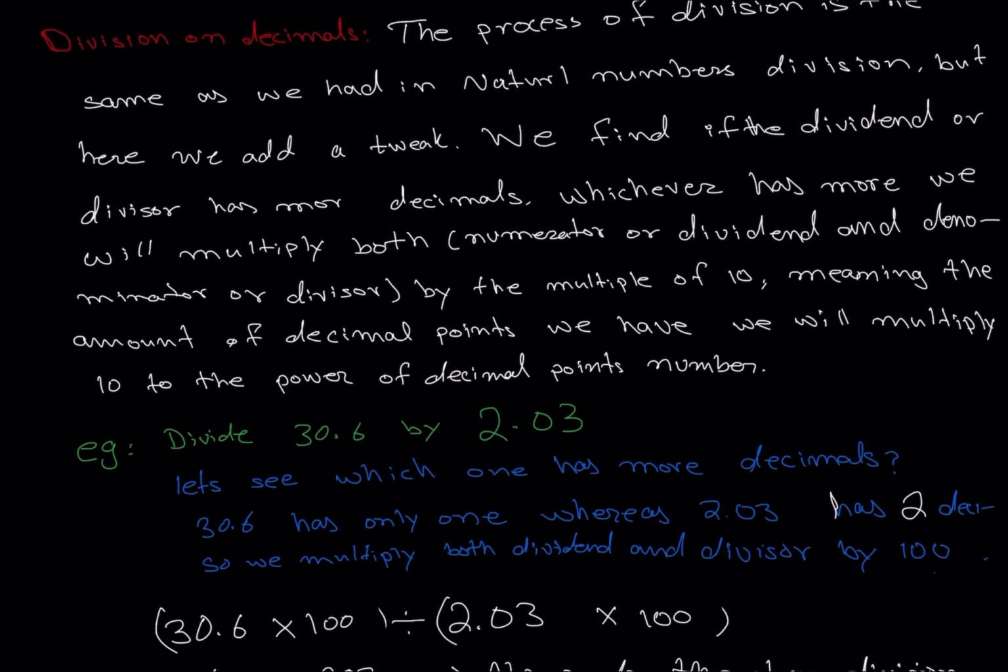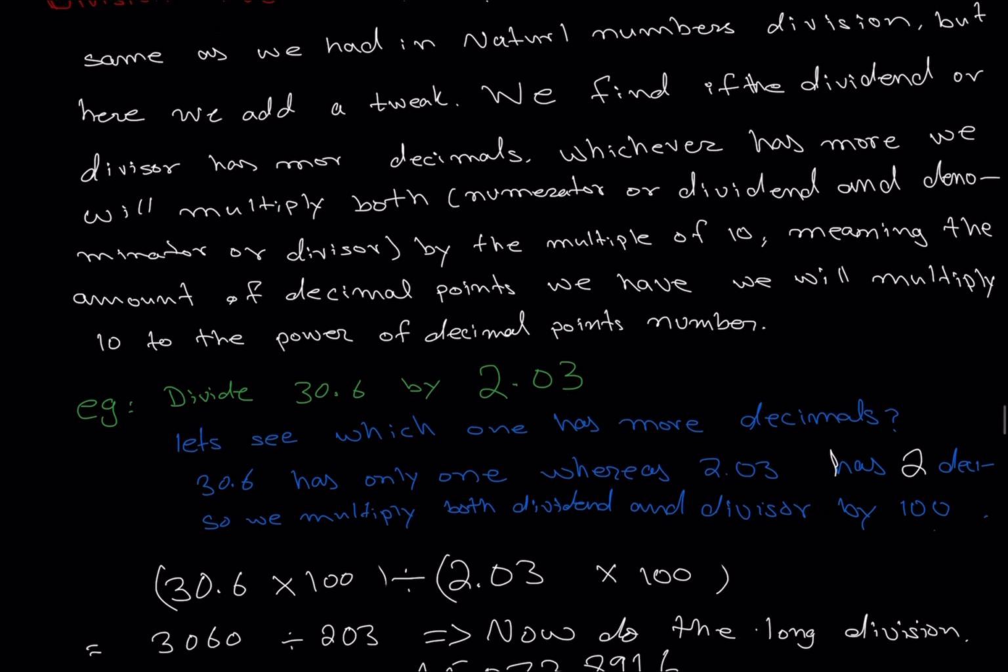What do I mean by that? Let's say divide 30.6 by 2.03. I have two decimal places here, so I will multiply both the dividend and divisor by 10 to the power of 2. To do the division, we have to get rid of these decimals, otherwise it will be a nightmare to do it. So that's what that whole paragraph means. The tweak is, whichever has the larger number of decimal places, we will take that number of decimal places and find a base 10 number and multiply both dividend and divisor by that.